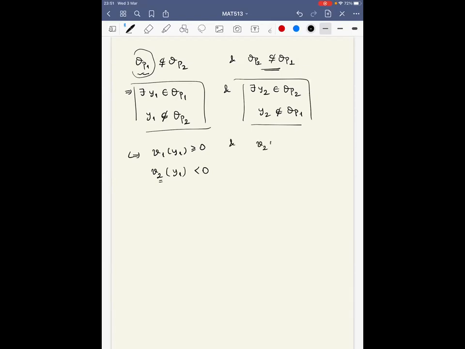And correspondingly, we can write v2 of y2. This should be bigger than or equal to 0. And y2 has a pole at p1. And now our claim is that if we consider the fraction of these 2 functions, y1 and y2, this gives us the desired function for the inductive step.